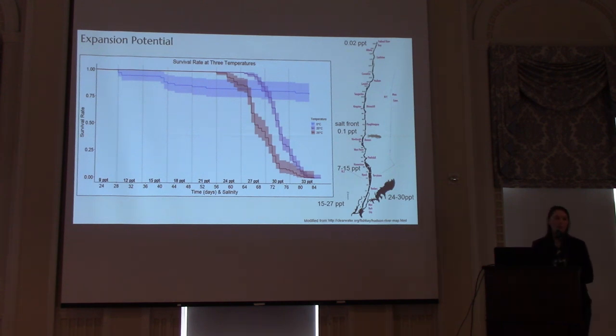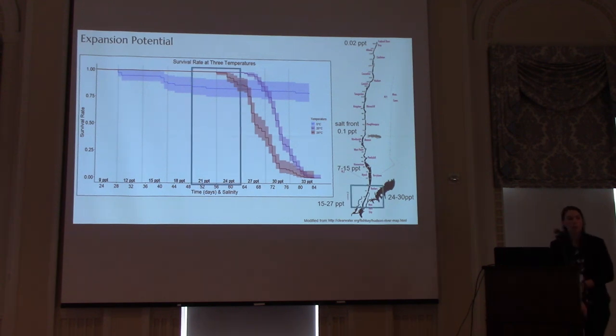While there's still survivorship at 27 parts per thousand and beyond, approximately 80% of remaining experimental fish at the optimal and warm water temperature treatment were stressed based on that vitality scoring. They weren't eating, they weren't moving, indicating an imminent death. A majority of fish based on that vitality scoring were behaving somewhat normally at 21 to 24 parts per thousand. They were eating, they were swimming, they had healthy coloration.